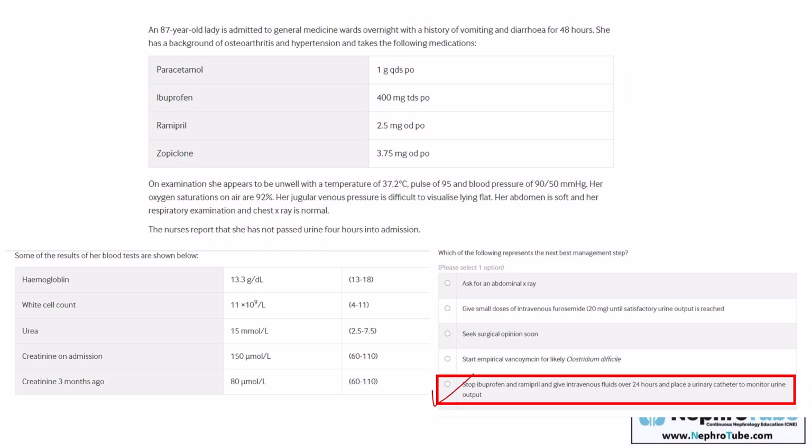And by the way, ibuprofen can cause interstitial nephritis and can cause pre-renal impairment by affecting the prostaglandin production in the kidney. So we have to stop both of these drugs and give hydration to the patient and monitor the urine output of the case.